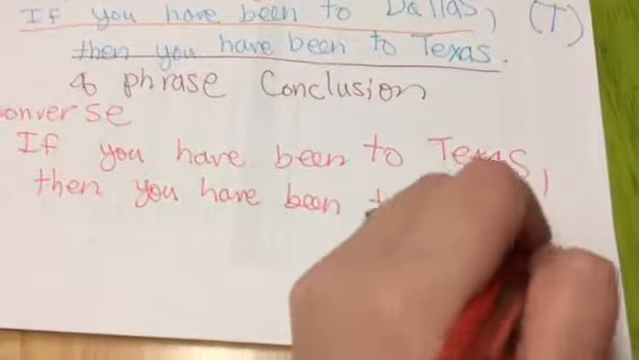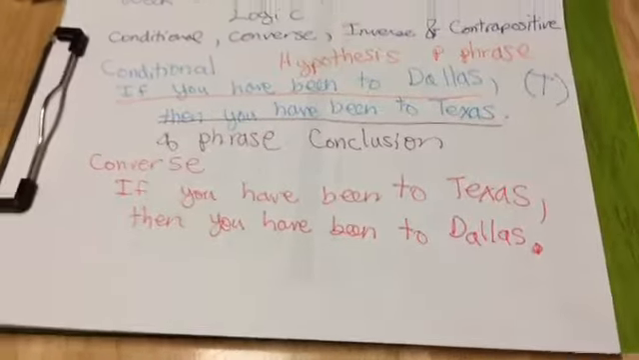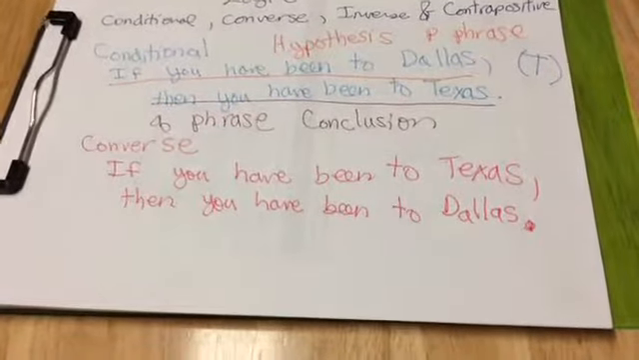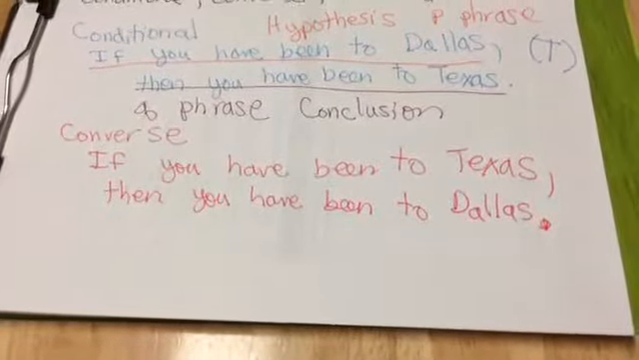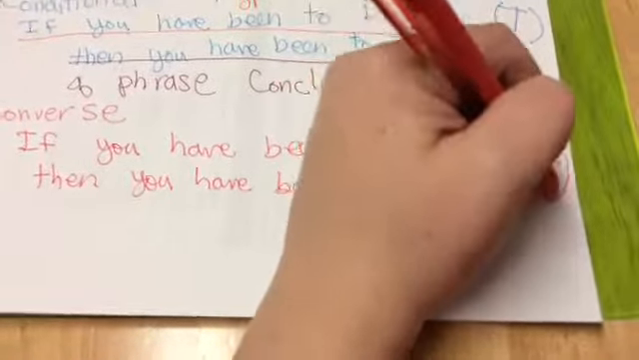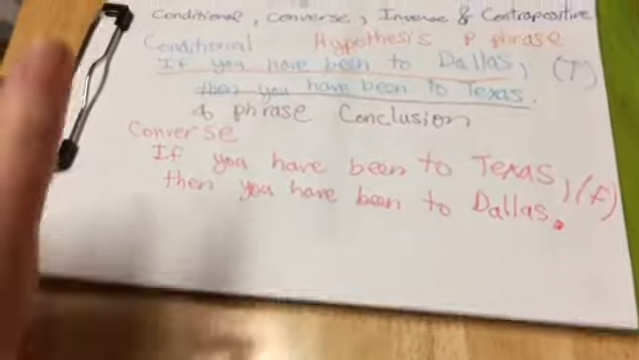And again, we want to test whether it's true or false. If you have been to Texas, then you have been to Dallas. But what if you were in Beeville? What if you were in Austin or Houston? Then that wouldn't be true. So this would be false. Okay? The next step is to write your inverse statement.